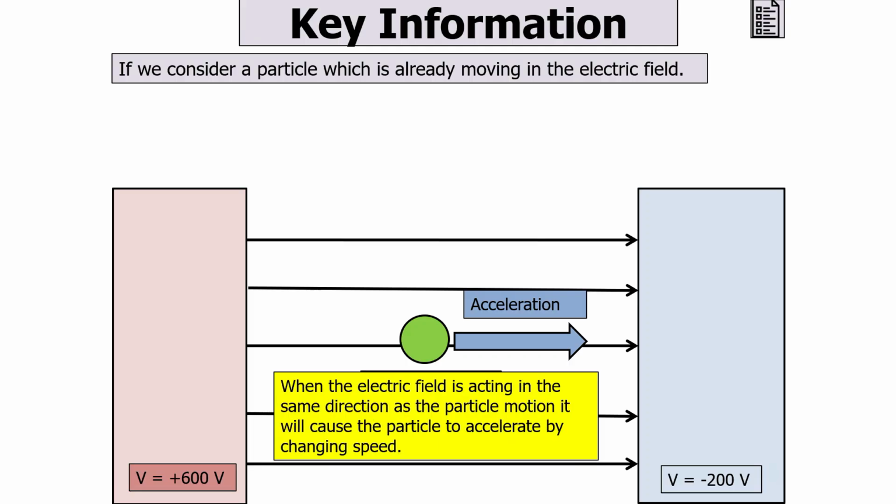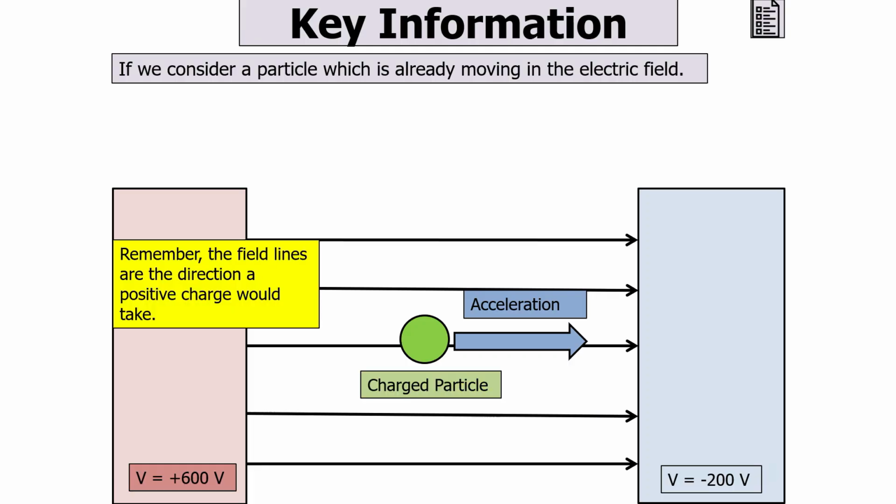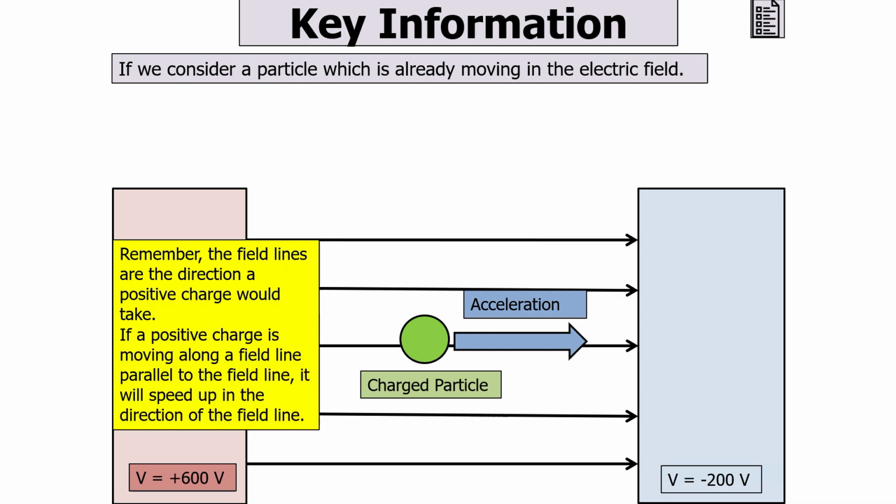So when the electrical field is acting in the same direction as particle motion, it will cause the particle to accelerate by changing speed. Now remember, the field lines are the direction a positive charge would take. If a positive charge is moving along a field line parallel to the field line, it will speed up in the direction of the field line. Whilst if it's a negative charge moving along a field line parallel to the field, it will speed up in the opposite direction to the field line.